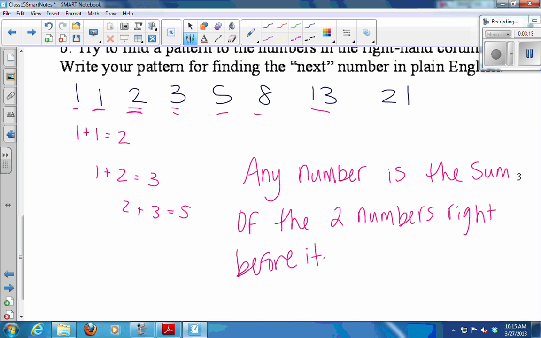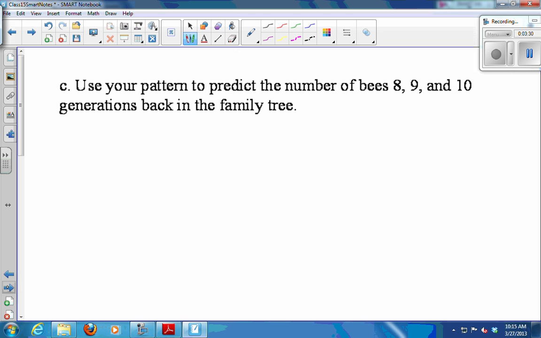So what number would come next in the list? 34. 13 plus 21 would be 34. And then the next number in the list would have to be 55. Good. Okay, so we already did this. 34, 55, and the next number on the list would be 89. So that's the number of bees that we would predict would be 8, 9, and 10 generations back.